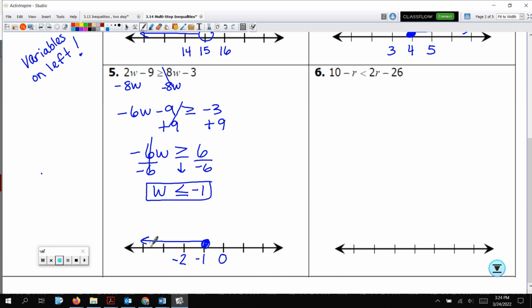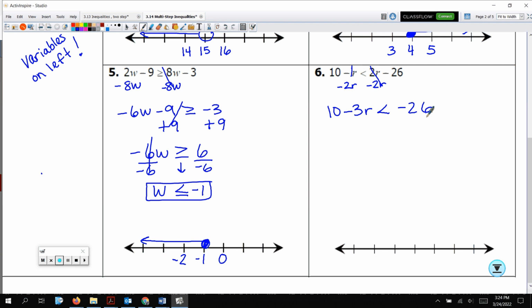All right, number 6, it's a lot like number 5, right? We want to move that R to the left side. All the R's to the left side. So this 2R here on the right needs to go to the left. Since it's positive, I have to subtract it to move it over. 10, and then we have negative R. Remember there's a 1 here, right? So negative 1 minus 2 is negative 3R. This one, negative 26.